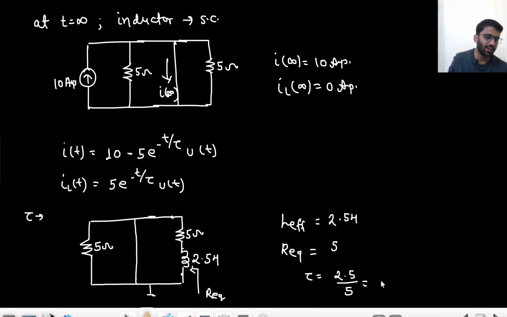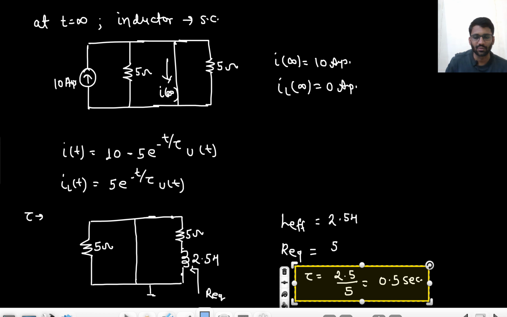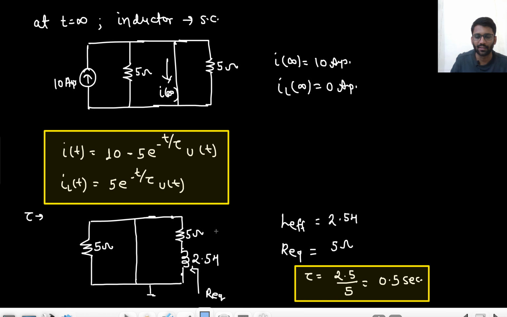Look, we have solved a lot of problems in basics of network. So I guess you should be comfortable with all these things, right? So the time constant is 0.5 seconds, sorry, because R equivalent is 5 ohm now. Why so? Because this 5 ohm is shorted, so only 5 ohm is there. L effective is 2.5. Slowly, if you keep on solving more and more problems, you will be more comfortable with all these concepts that we have studied in basics of network. So these are the expressions of IT and IL.